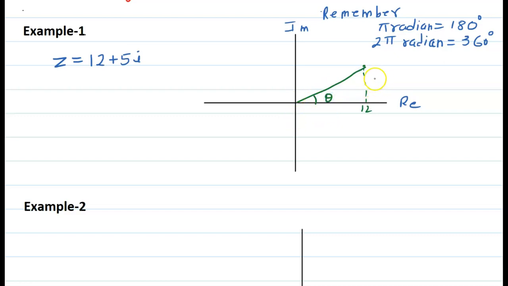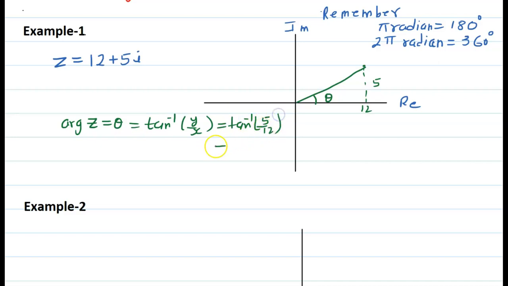Yeah, so this is 5 and this is 12. Here argument z is basically the angle the complex number z makes with the x-axis, that is theta, and theta is tan inverse y over x, as I have explained. So it will be tan inverse of 5 over 12. If you put that in a calculator, it comes to 0.39. So argument z is 0.39. Let's see another example.